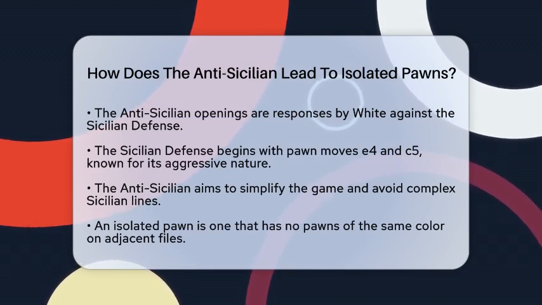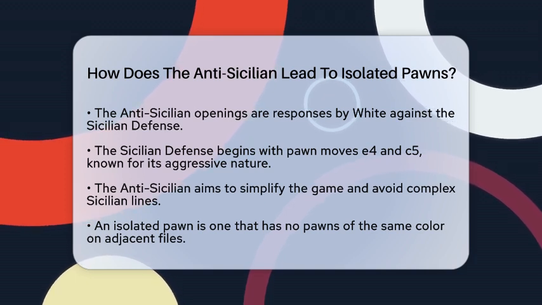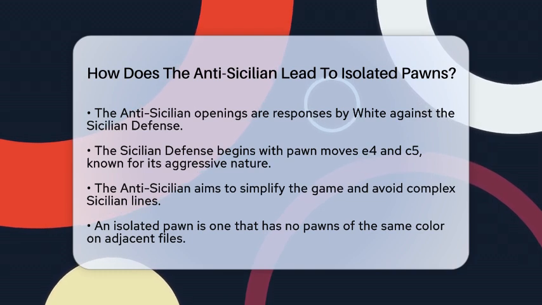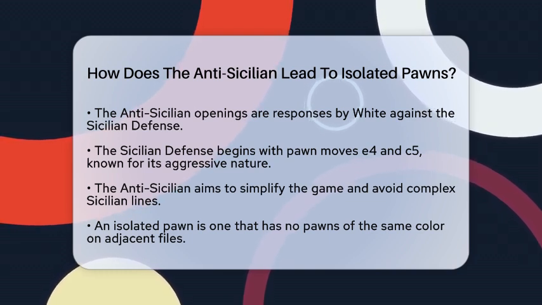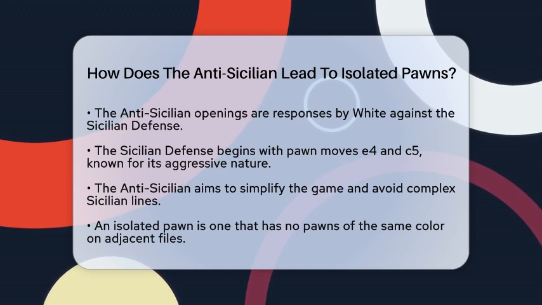The Anti-Sicilian openings are responses that White uses against the Sicilian defense, which starts with the moves pawn to e4 and pawn to c5. This defense is known for being aggressive and complex, giving Black many chances to counterattack. In contrast, the Anti-Sicilian aims to simplify the game and steer clear of the sharp lines typical of the main Sicilian variations.